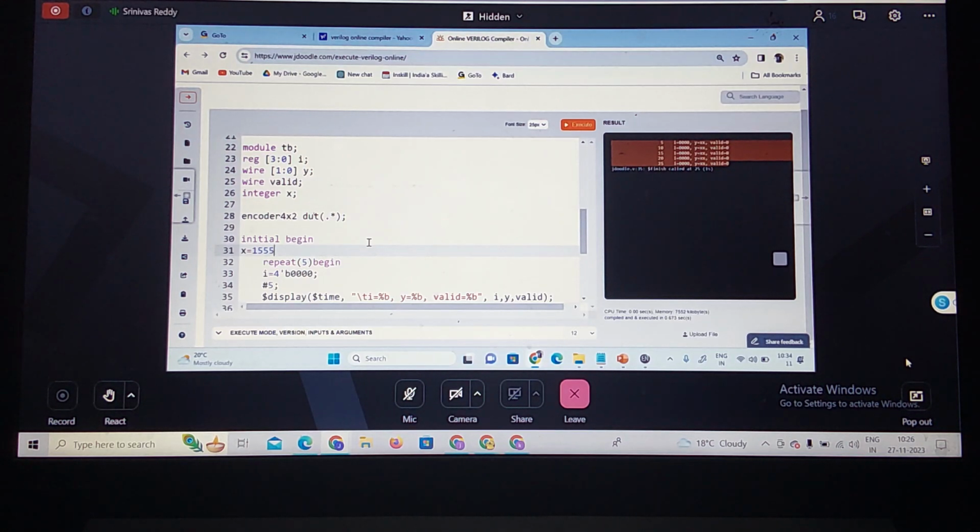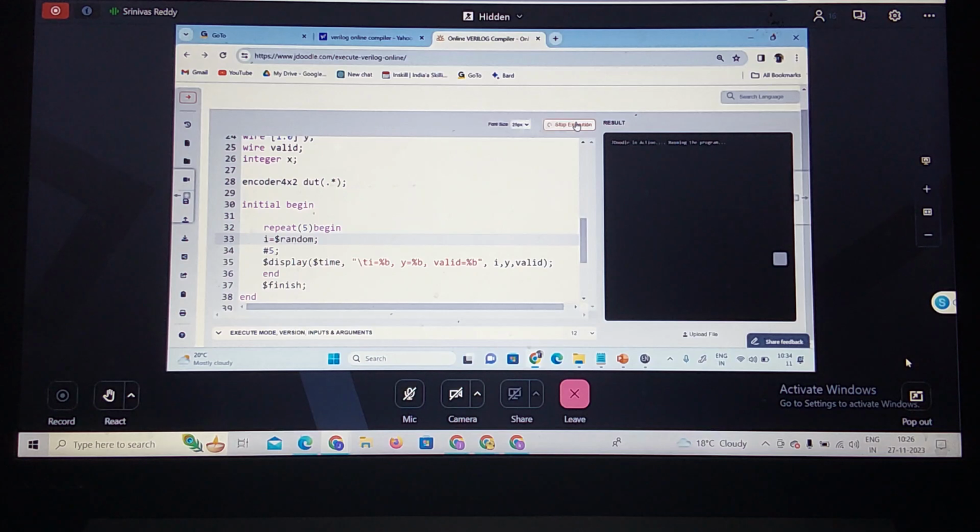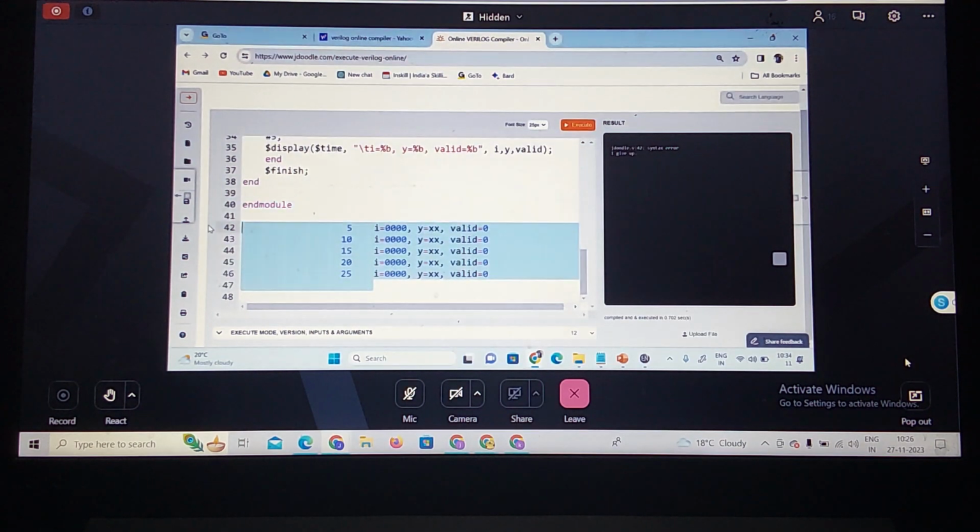Let us initialize X to some value. I am not using the random. So in this case, what happens for all the 5 repeat statements? It is taking 0, 0, 0. Let us randomize this with the dollar random system function. Now I is taking different values in this case. I am repeating 5 times.